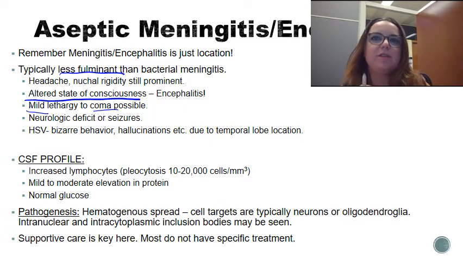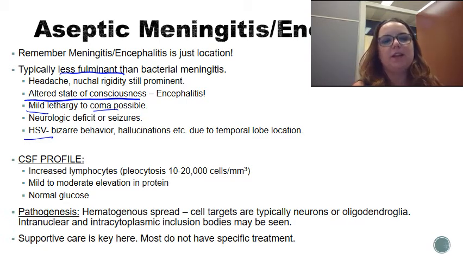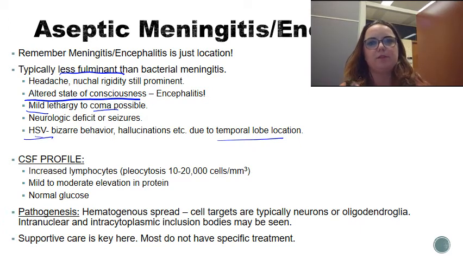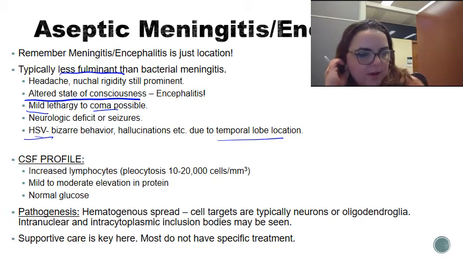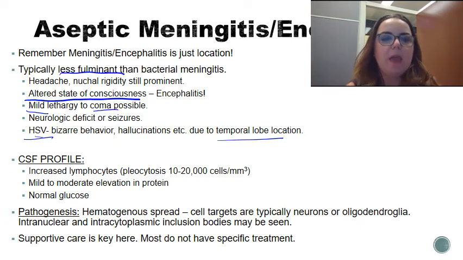We can also see neurologic deficits or seizures, depending on which part of the brain is affected. In HSV, for instance, we see a lot of bizarre behavior, hallucinations, etc. And that's largely due to the fact that HSV likes the temporal lobe. So because of the behaviors that are associated with that part of the brain, we tend to see this odder behavior, so a massive behavior change in the patient.